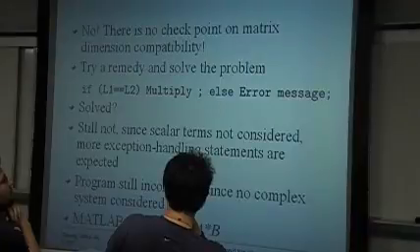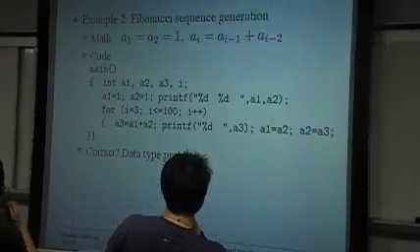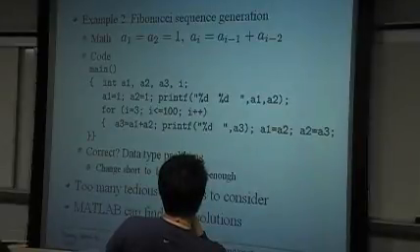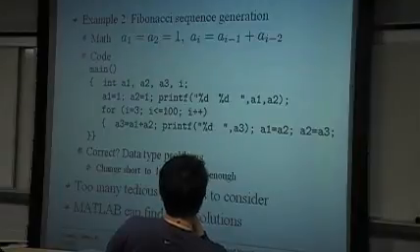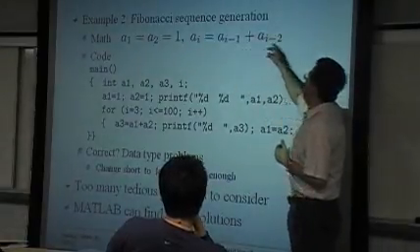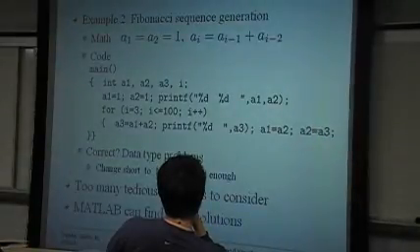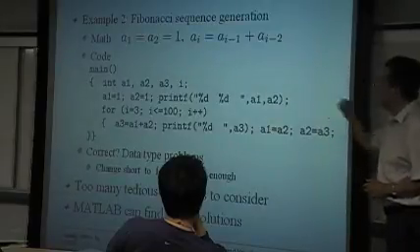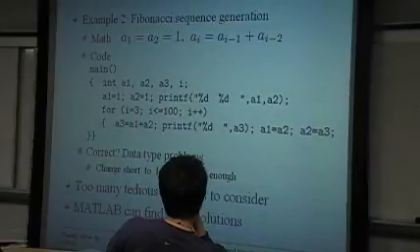Here is another example. If you are expected to get a Fibonacci sequence, you know the first two terms are 1, and then the other terms can be calculated with this formula. It seems quite simple to implement this kind of problem in C, and this is all the code you need. It seems that this can be implemented easily.